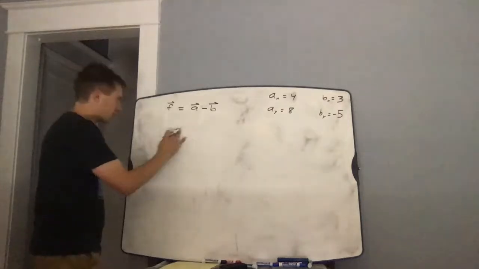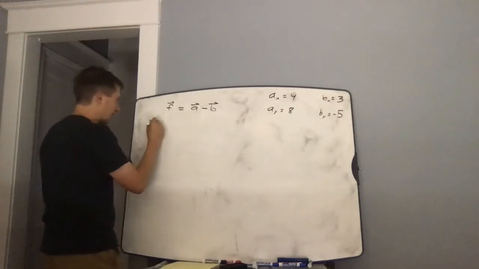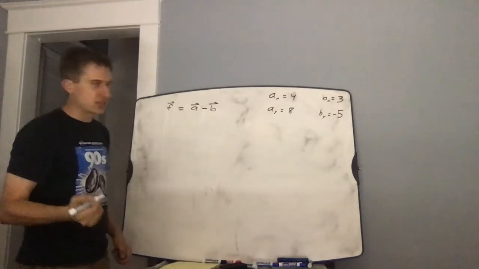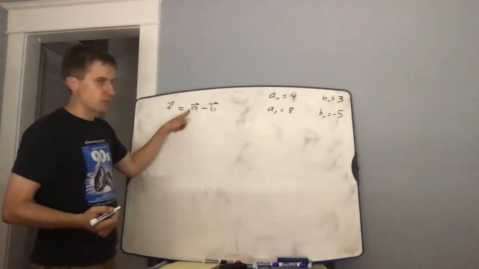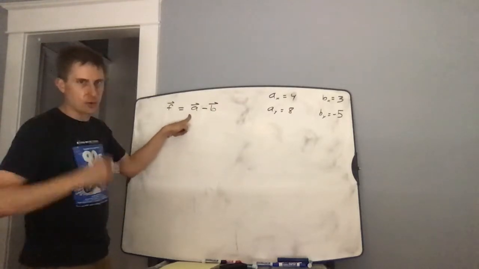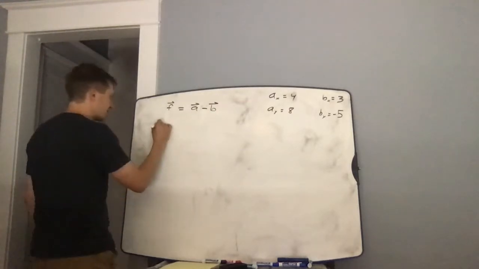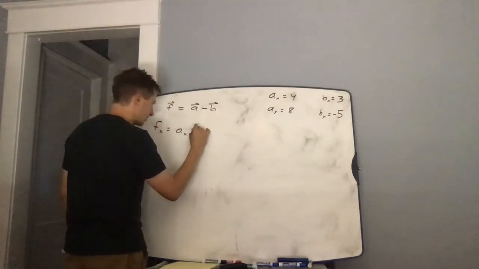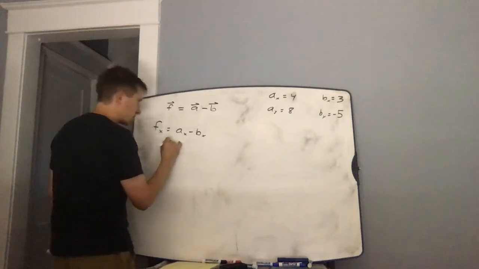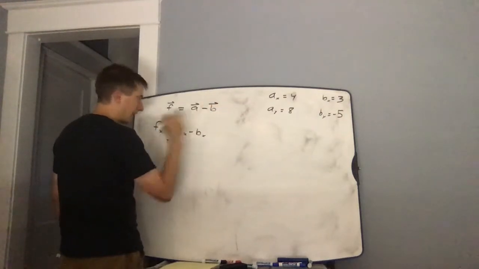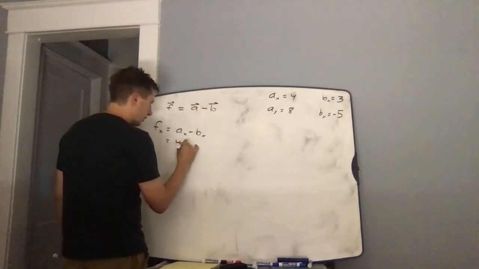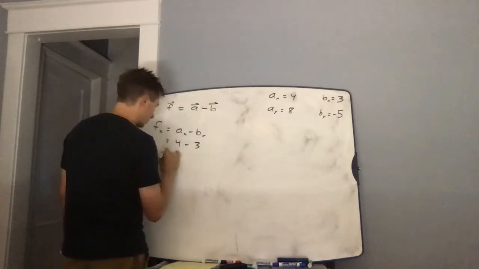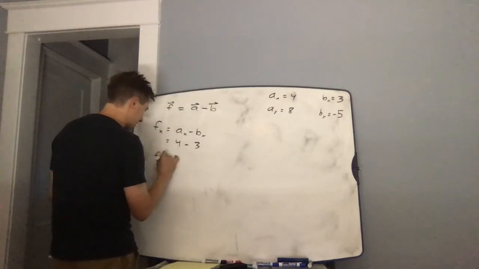And so one way I could think about this is I could say we will subtract the components of B from the components of A, just like as though we were adding them. So I could say Fx is equal to Ax minus Bx. So Ax is 4, Bx is 3, so I get Fx is equal to 1.